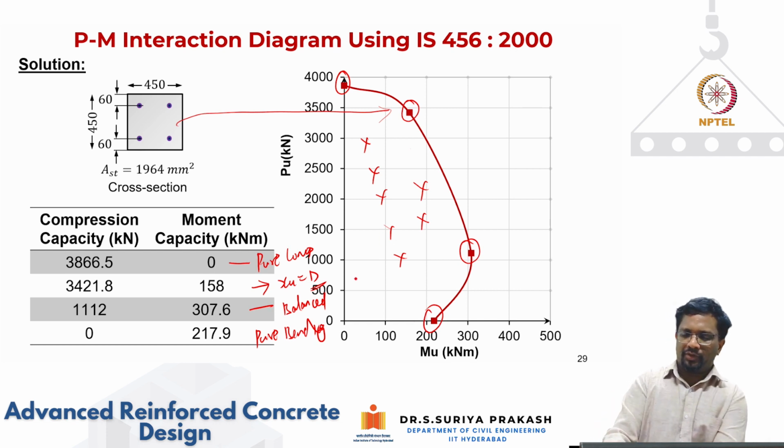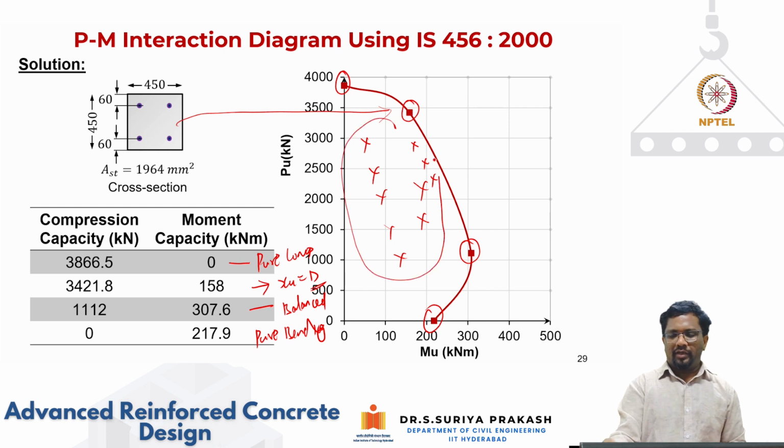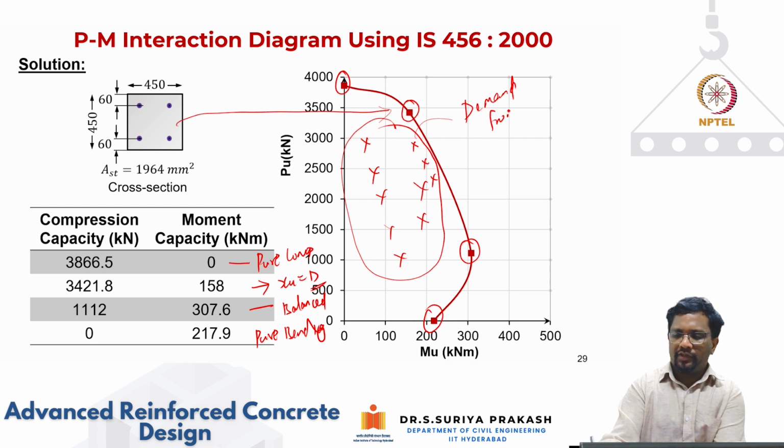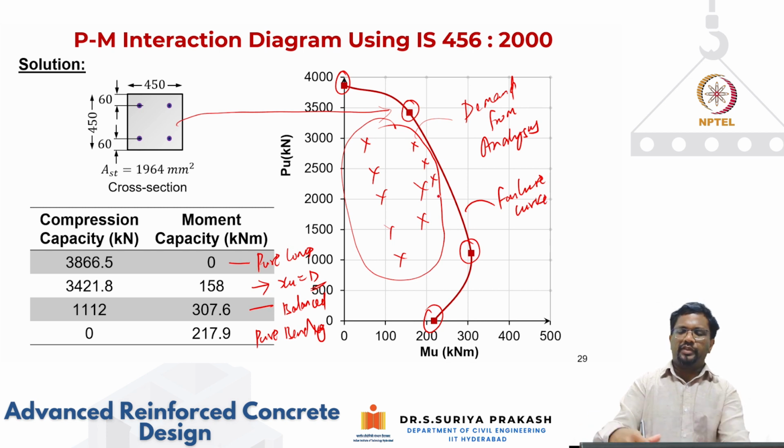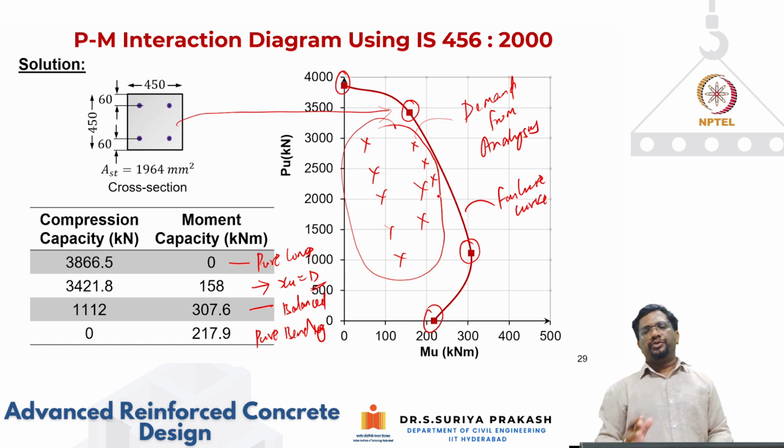In fact, it should not be too less also. It should be as close as possible, but within this curve. Then it is an optimum design. So these are all your demand from your structural analysis, which have to be kept within this failure curve. Your demands have to be within this failure capacity curve. Then only the section you have chosen is adequate to resist the stress resultants produced from your structural analysis. So this is the way we can quickly generate the interaction curve.